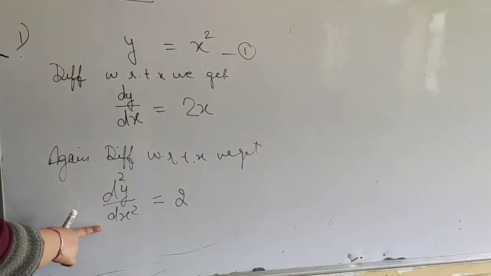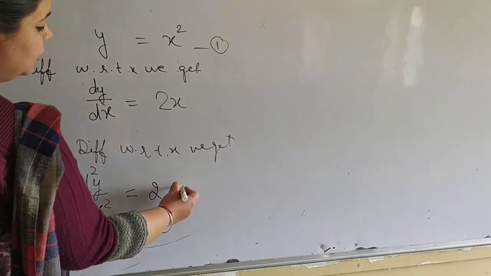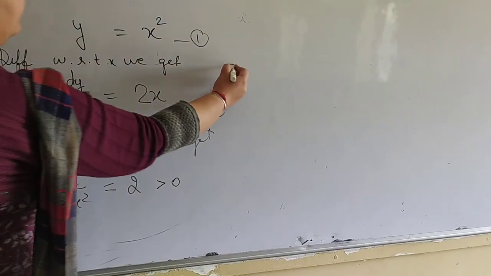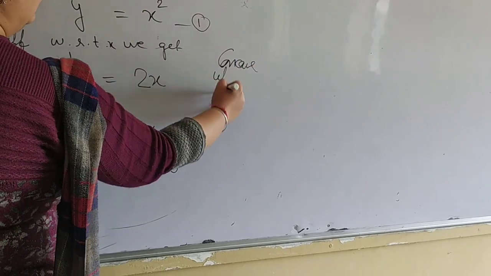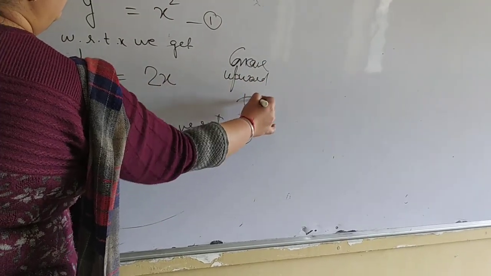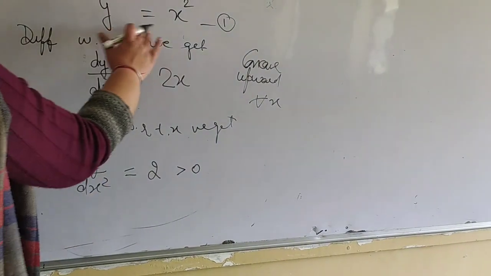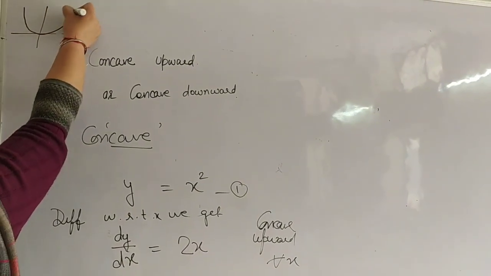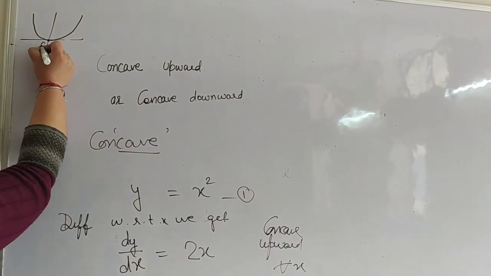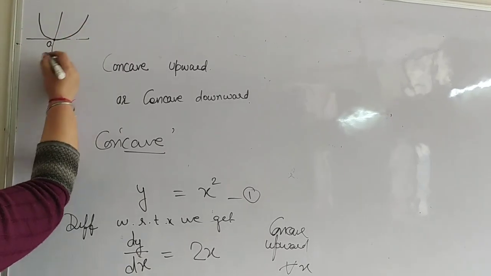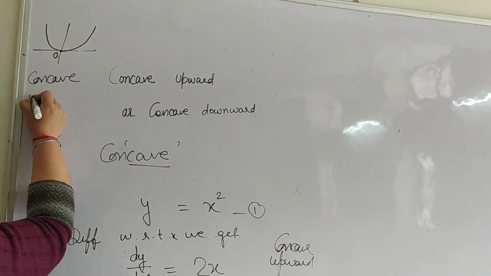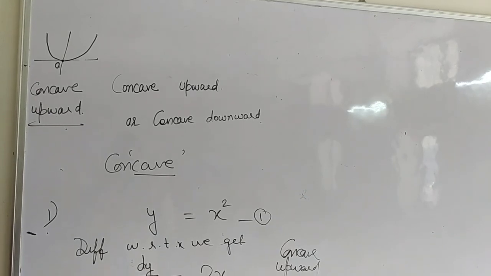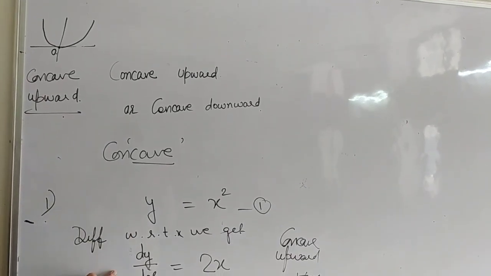Now here we get the double derivative, a constant quantity 2, which is greater than 0. Therefore, this curve will be concave upward for all x. Also, we know that this is the equation of an upward parabola, and an upward parabola is like this. So this is the origin, and we can see that this graph is concave upward. This is how we can check whether the curve is concave upward or concave downward.